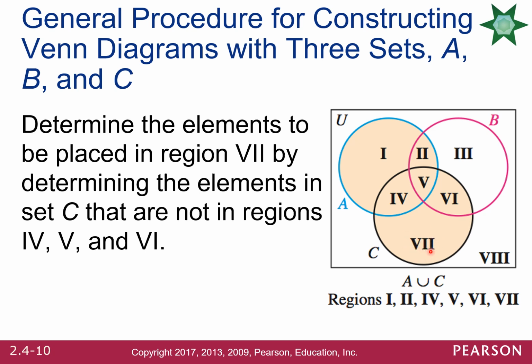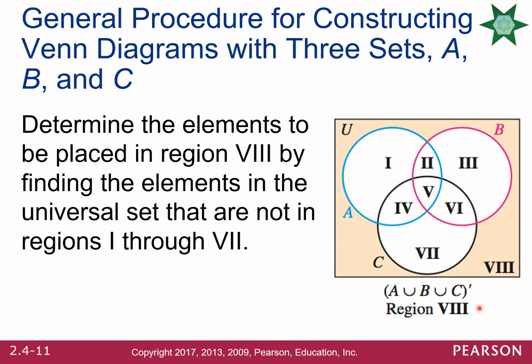Again, region 7, which is the bigger portion of the circle C, will contain elements unique to C. That means elements that are not common to set A and set B. So it'll be values or elements that are not in regions 4, 5, or 6. And finally, elements in region 8 are all those elements in the universal set that are not included in set A, set B, or set C.